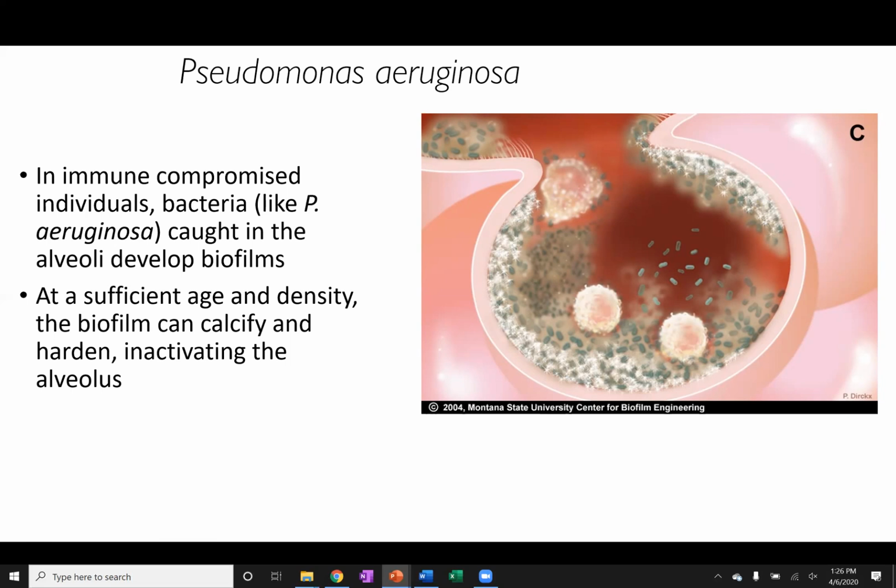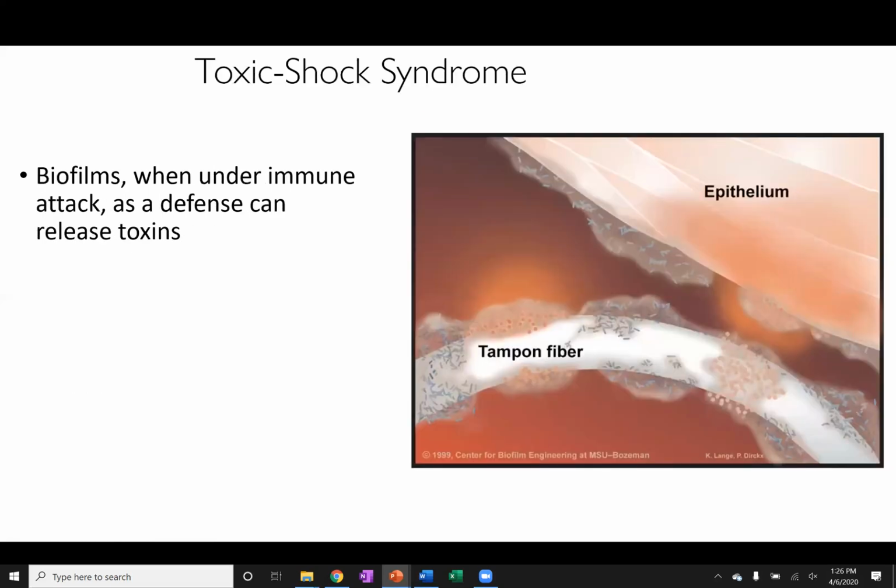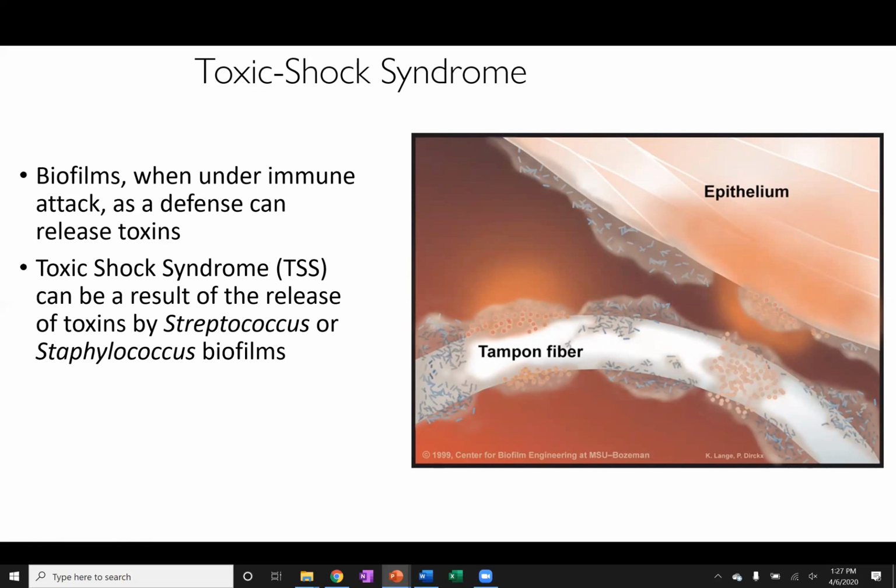And once that happens, the idea is that it will essentially render that part of your lung inactive or non-functioning. Another example of this is toxic shock syndrome. It's the result of the release of toxins by Streptococcus or Staphylococcus biofilm. When biofilms are under immune attack, they can release toxins as a defense mechanism. One of the best known cases of this is toxic shock syndrome, which many of you have probably heard of before. But this is the release of toxins by strep and staphylococcus biofilms.